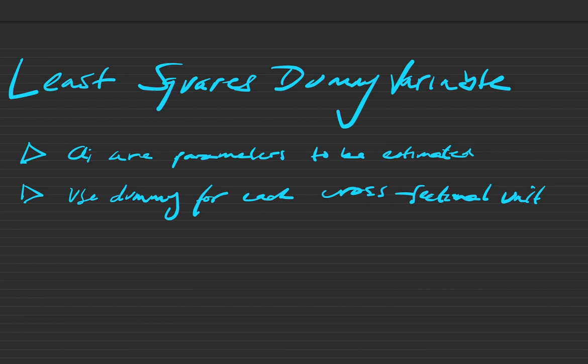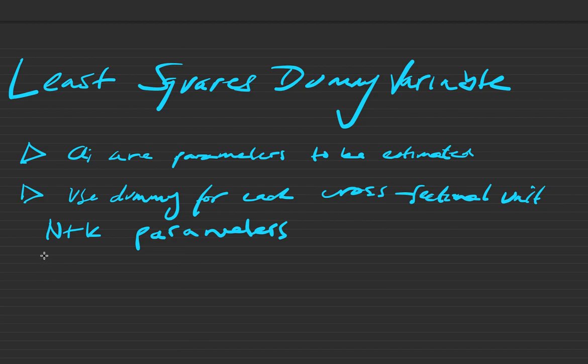In this video we're going to discuss the least squares dummy variable estimate. We can take the perspective of the a_i as parameters to be estimated for each i, which is feasible given enough time periods. We do this by including a dummy variable for each cross-sectional unit without using an intercept. So we have n plus k parameters, n for each of the dummy variables for the cross-sectional units, and k for each of the explanatory variables.